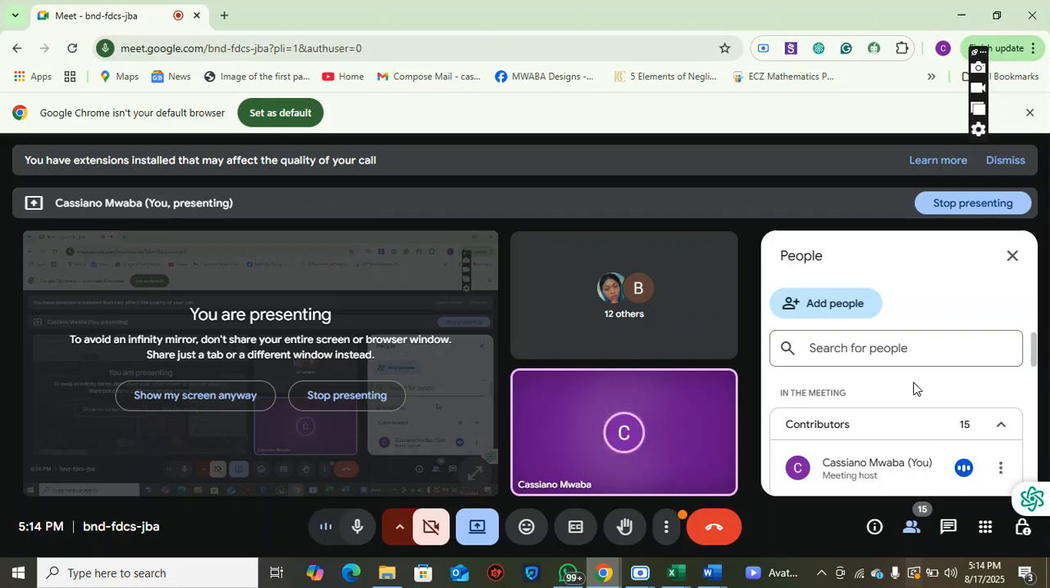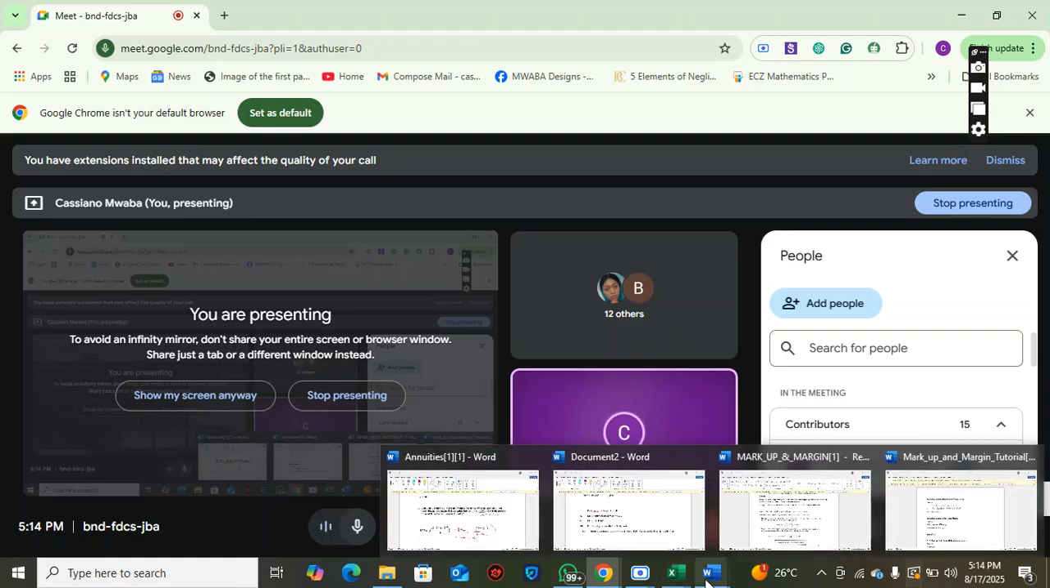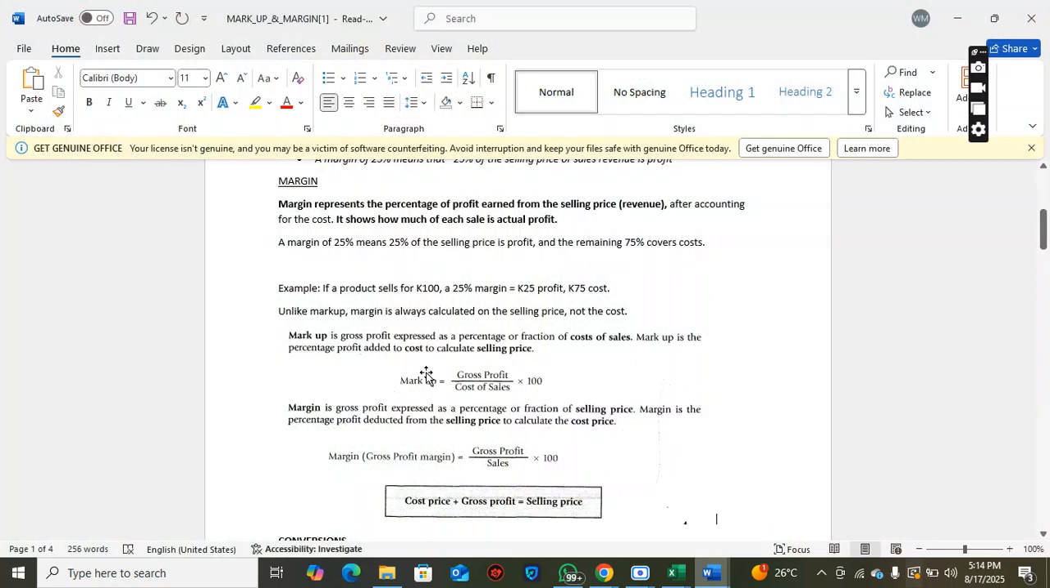Your selling price is represented by your sales revenue. Because remember, gross profit is sales revenue minus cost of sales. Then here's the official formula. Markup is gross profit over cost of sales times 100%. And margin is gross profit over sales times 100%.